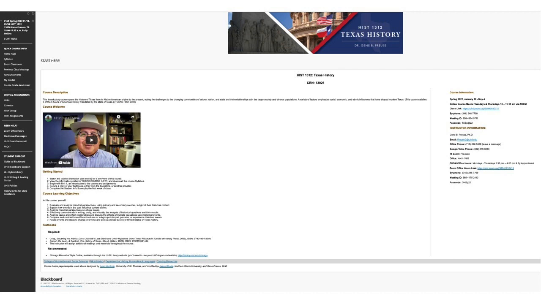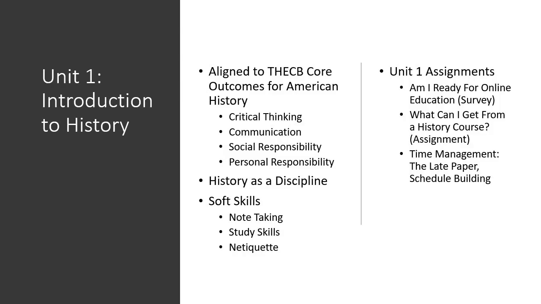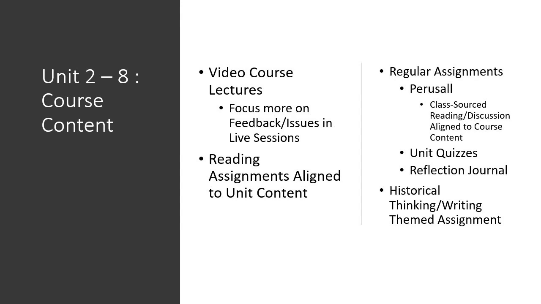The first unit, as I mentioned earlier, is on soft skill development. What I look at is, why should they be taking a history course? What will they learn from a history course, and why is history an important discipline? In the other 7 units, the same steps that they see in the first unit are repeated.